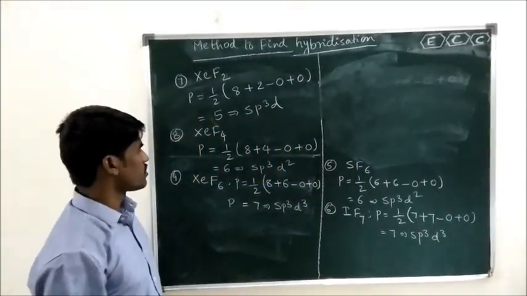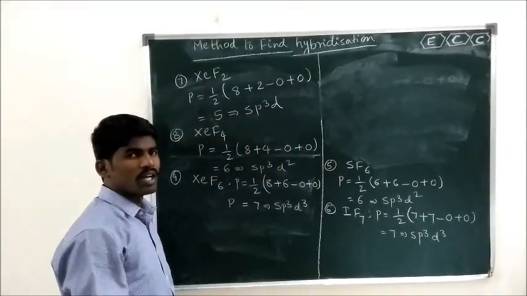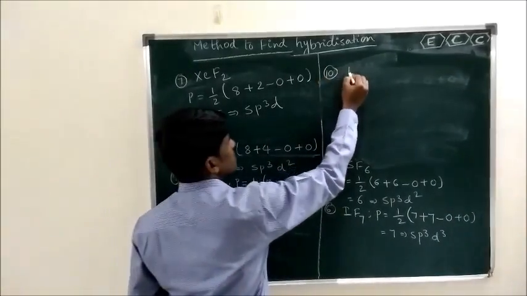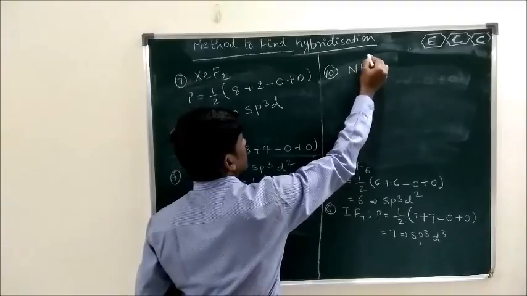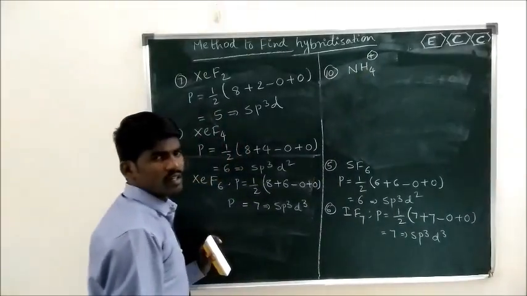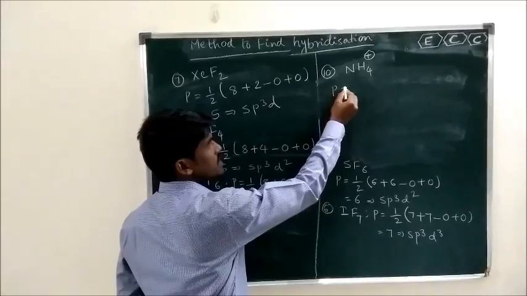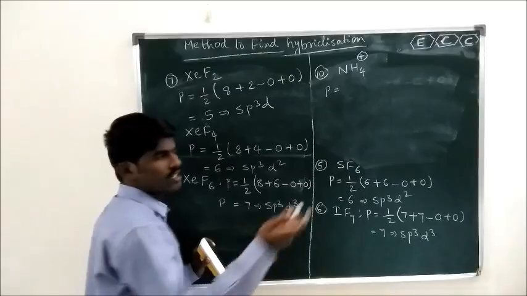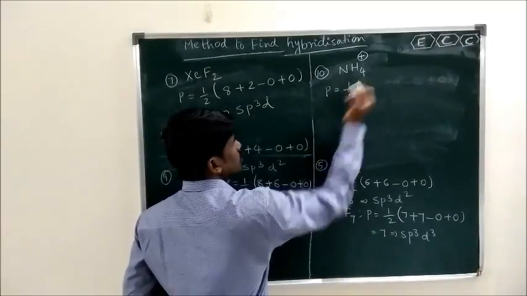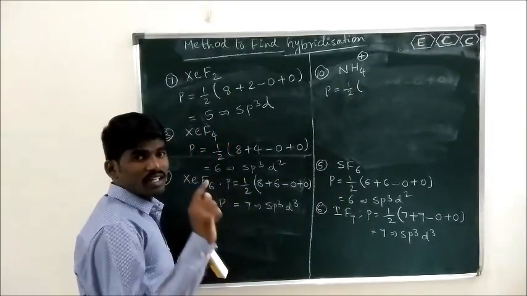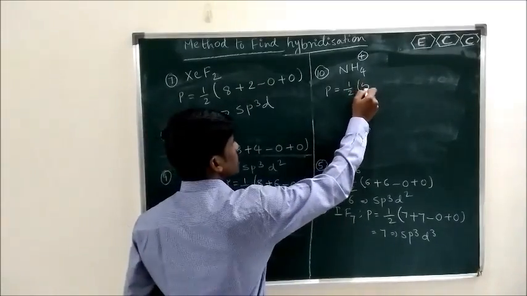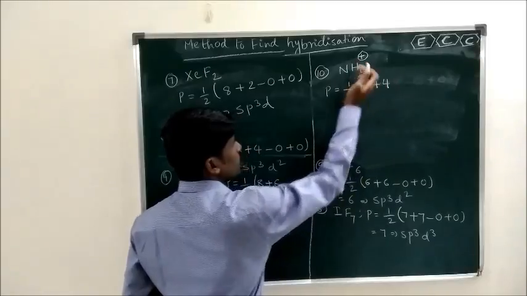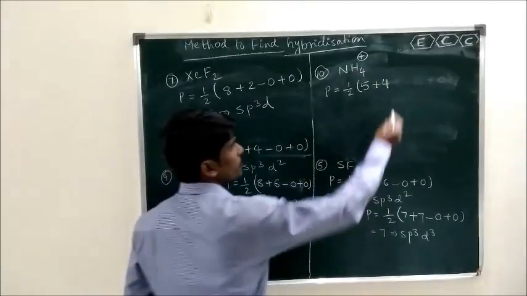sp3d3, right? So these are the examples you can give for xenon compounds. I'll give you a few more examples for ions. When ions are given to you, how do you calculate the hybridization? NH4 plus, it is a cation, a positively charged ion. In such cases, P is equal to half of V plus M minus C plus A. Half of V, valence electrons around nitrogen, how many? 5. Plus hydrogen, that is a monovalent atom, so M value will be equal to 4.